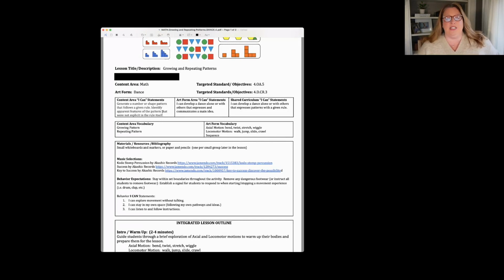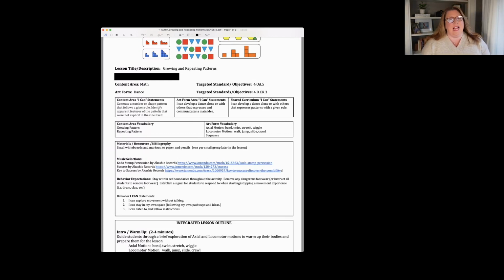But what this person did was put it in the I can statements, and they did put these side by side. And when I looked up the standards that they have listed here, they are these exact same statements. They've just put it into student-friendly language for I can statements. So: generate a number or shape pattern that follows a given rule, identify apparent features of the pattern that were not explicit in the rule itself, for the math part. And then for the art form, I can develop a dance alone or with others that expresses and communicates a main idea.